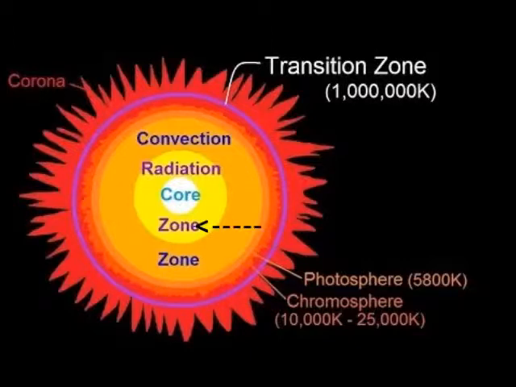The radiative zone is the next outward layer of the Sun. Photons carrying energy travel through this layer in about 100,000 years. The photons travel using radiative diffusion, which is why it takes so long.